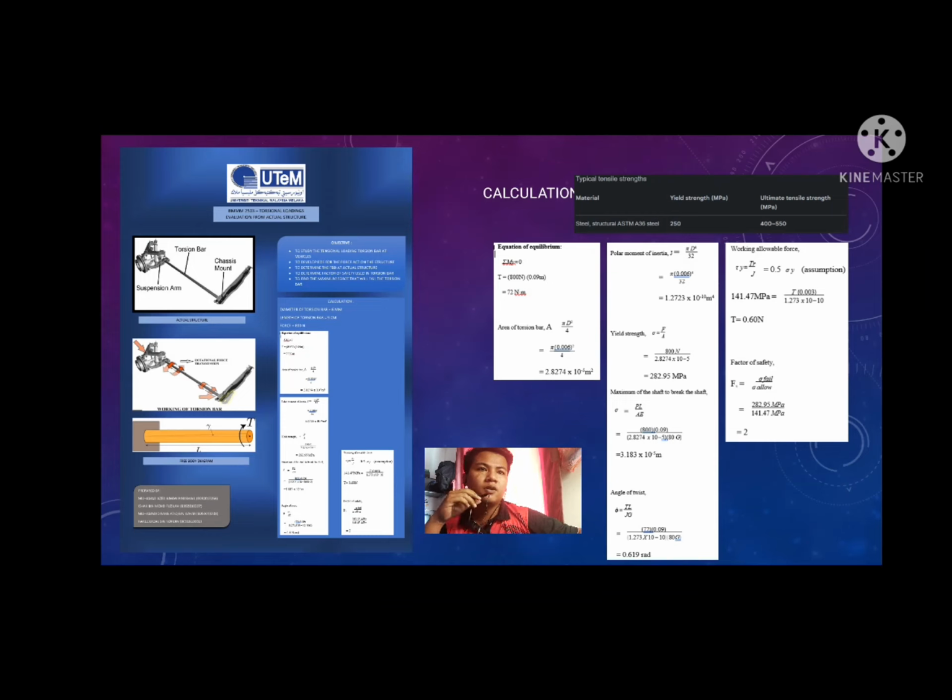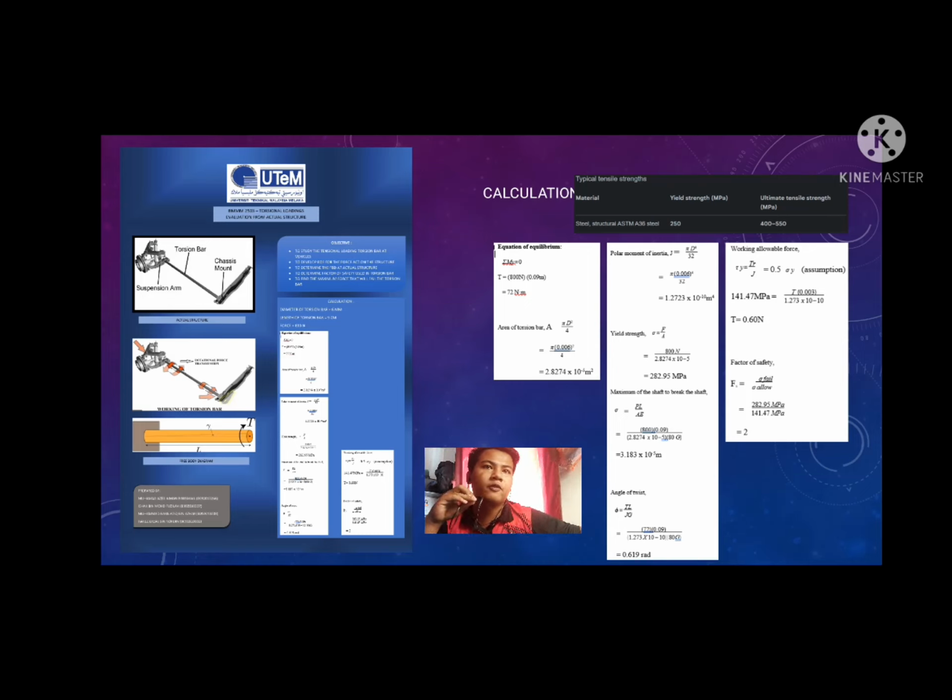First of all, the moment about y is equal to 0. The torque is equal to load times length of the rod. From here, the torque is equal to 800 Newton times the length of material, which is 0.09 meter. We get here 72 Newton meter.